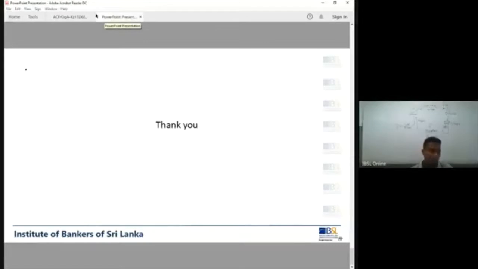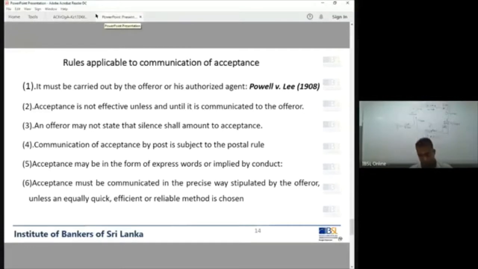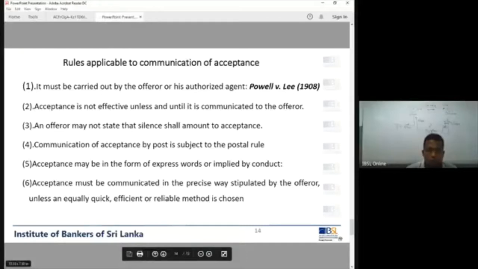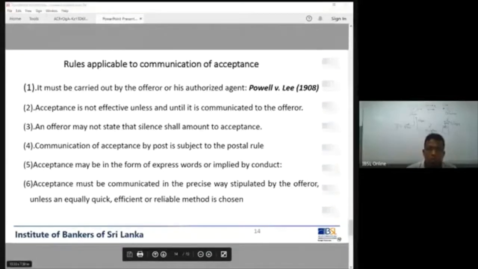So if you have any questions on acceptance, you can ask now. Okay, since there are no questions from you, I presume that you understood acceptance very well. So you are now thorough with the first element, that is agreement.